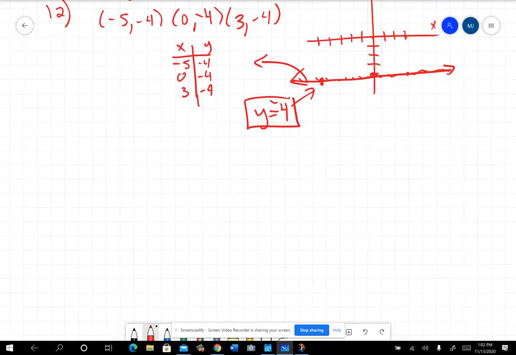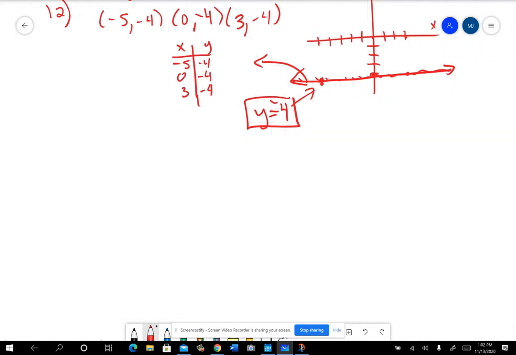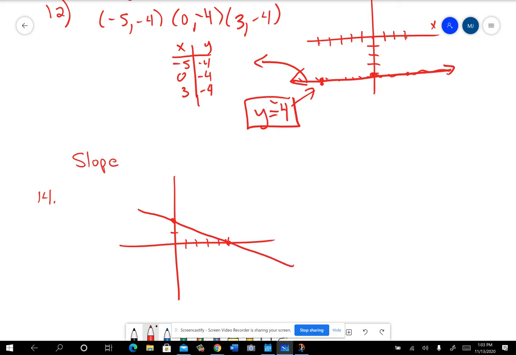All right, we're going to continue the review. I'm going to look at slope now, determining slope. So we're going to look at several of these. Question number 14 on mine gave me a graph, and they had a bold dot right up here, and then another one over here. Okay, and they had the line and everything sitting there.